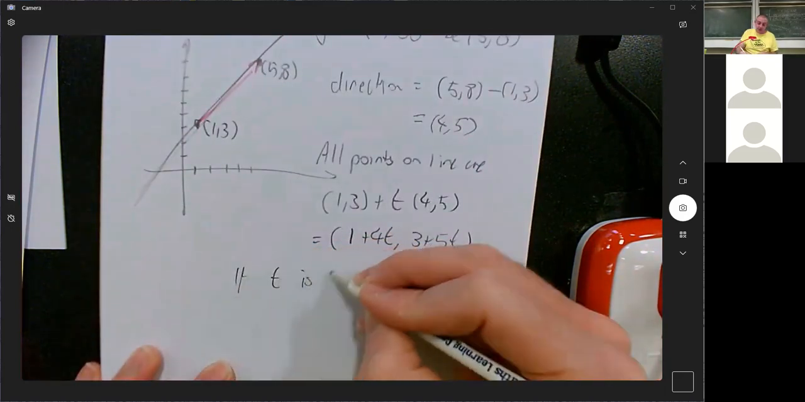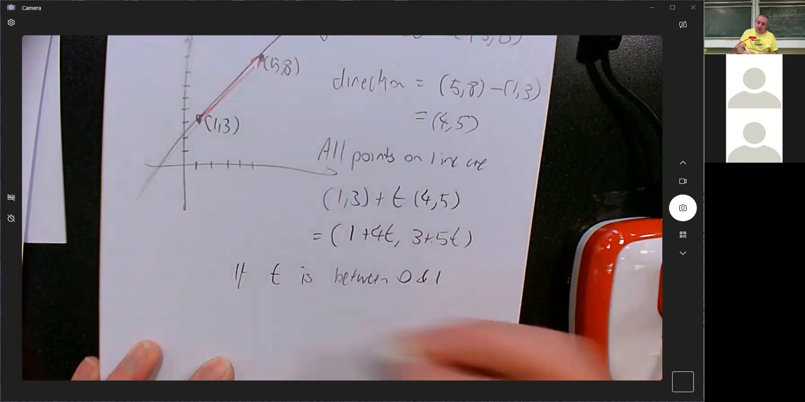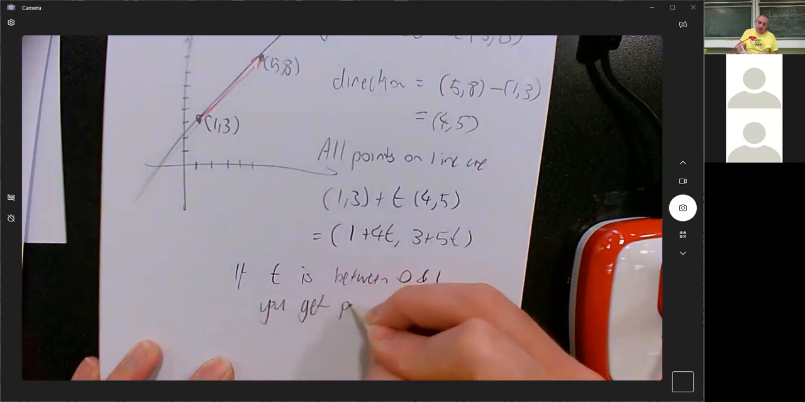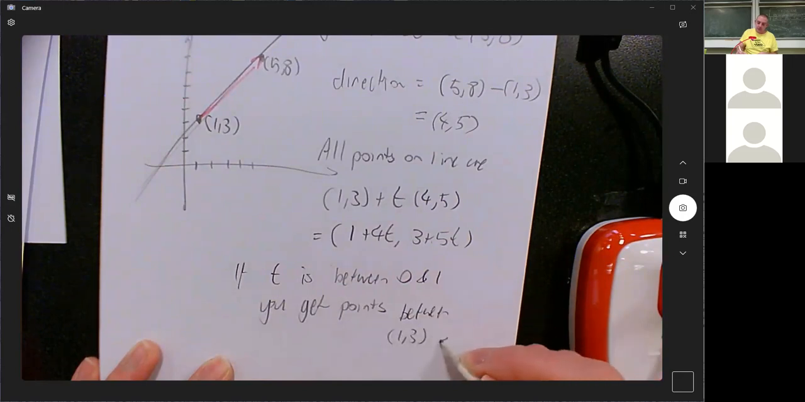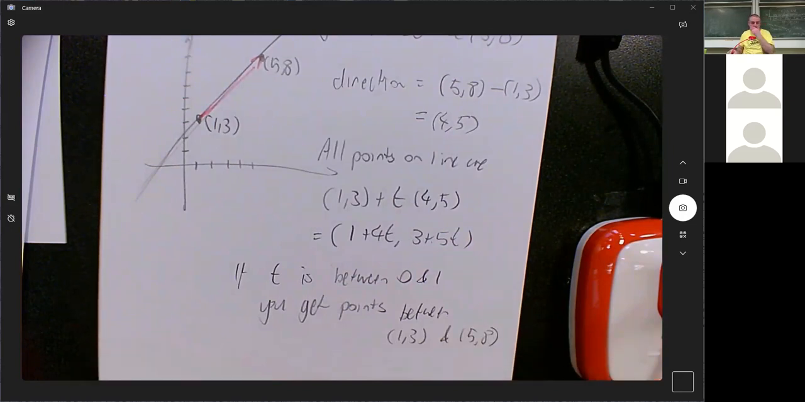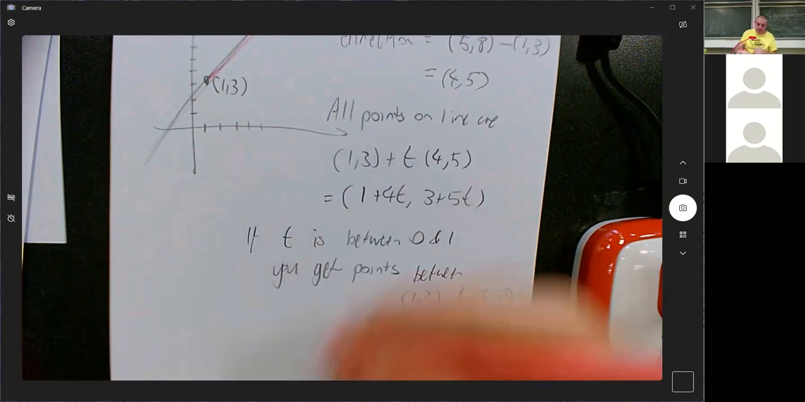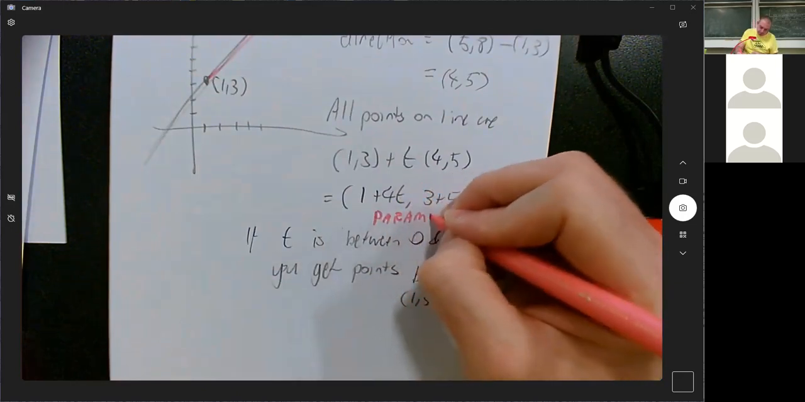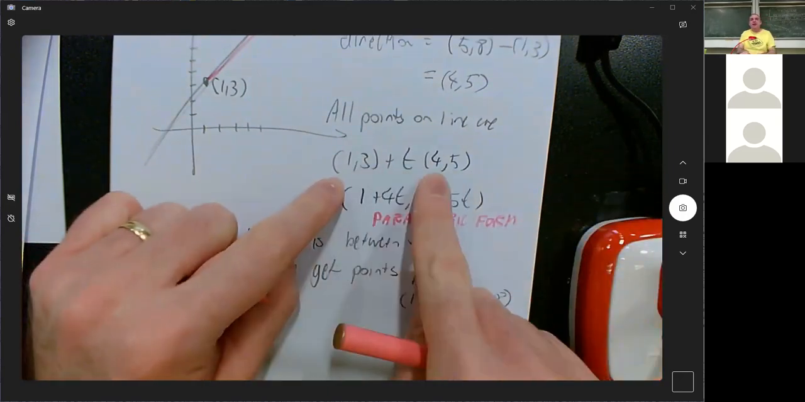If t is between 0 and 1, you get points between 1, 3, and 5, 8. Okay, cool. So this thing that I've just made, this thing just here, is called a parametric form of the line. This thing is called vector form.